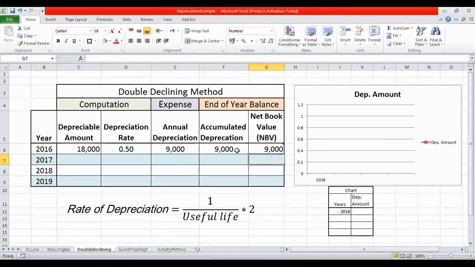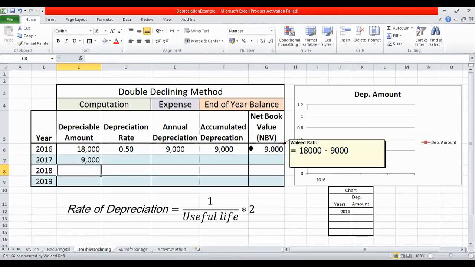Now, because it is called the double declining method, why is it called declining? Because the balance is declining, like the reducing balance method. So next year when we calculate the depreciation, we are not going to calculate depreciation on 18,000, rather we are going to calculate depreciation on this 9,000, or the last balance. You can see now we are reducing the depreciable amount.